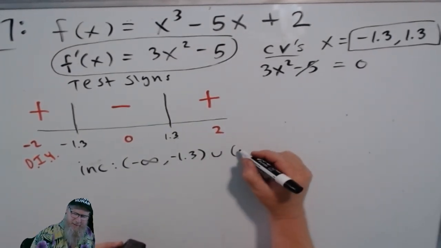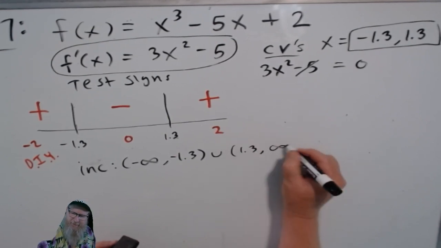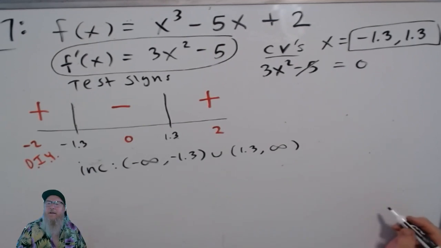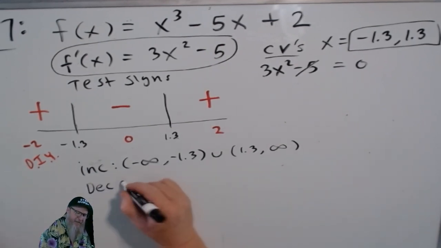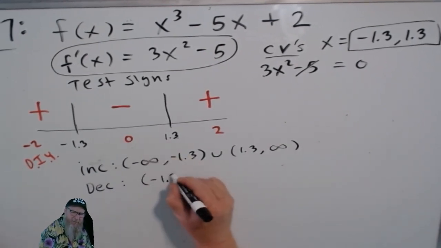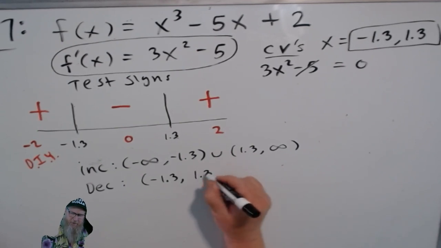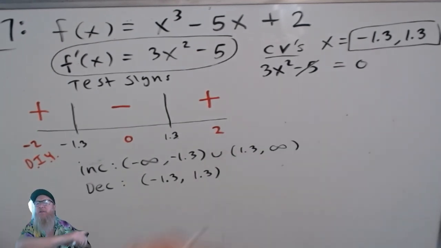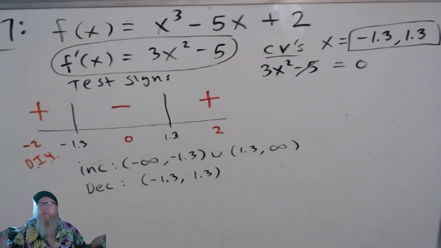Union 1.3 to infinity. And then it's decreasing from negative 1.3 to 1.3. So that's all the first derivative. That's just a review of what we did last time.